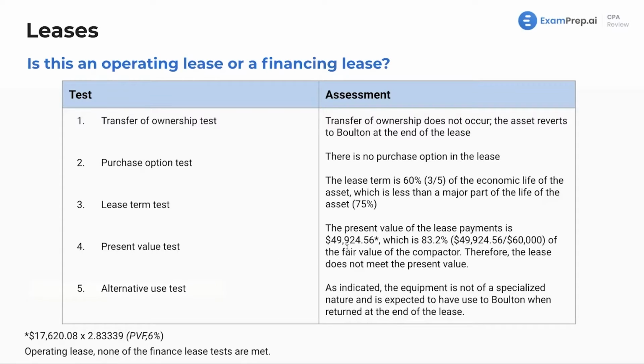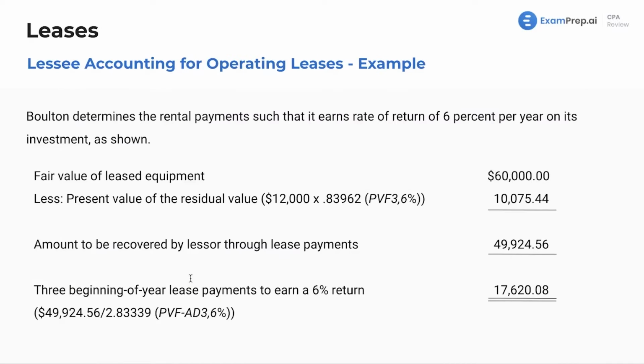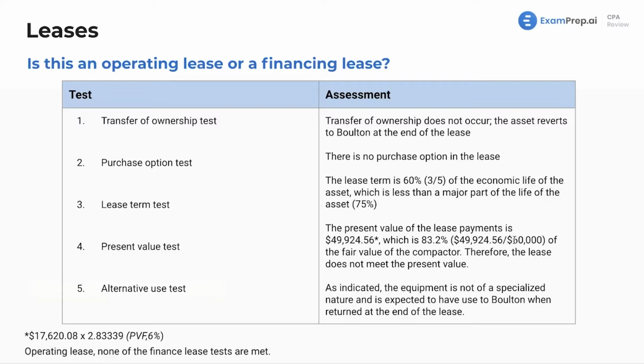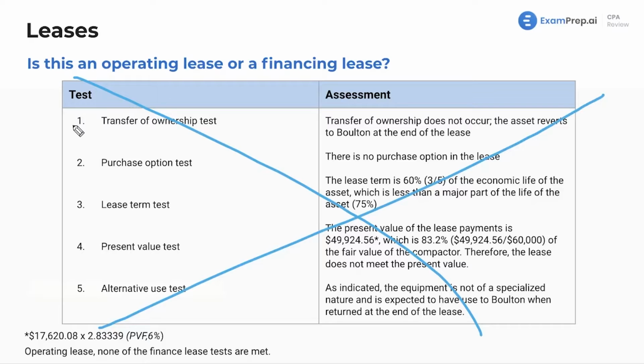So this 49,000 is the present value of the lease payments, right? We saw this 49,000. That's the present value of the lease payments. This amount to be recovered divided by 60,000 gets us to 83.2%. Awesome. So that is not 90%. Therefore, we do not meet the present value test, and we're not going to use this. All these criteria are not met, so it is an operating lease.